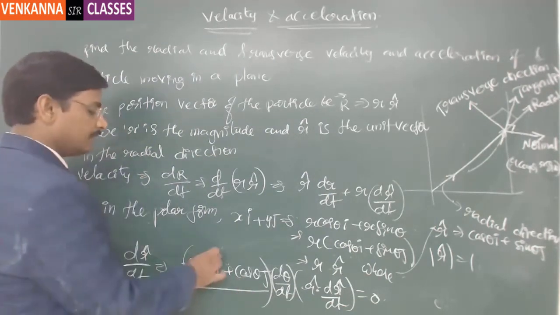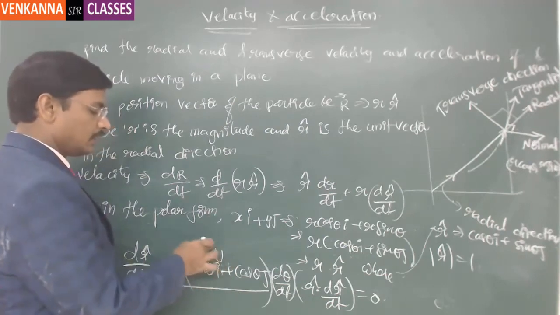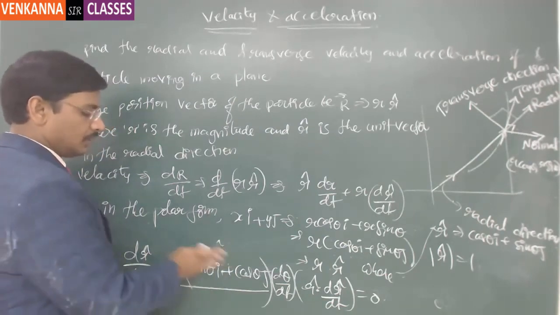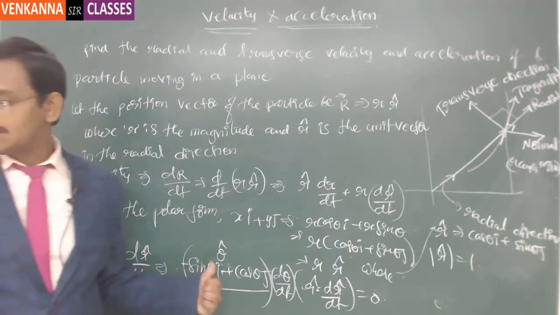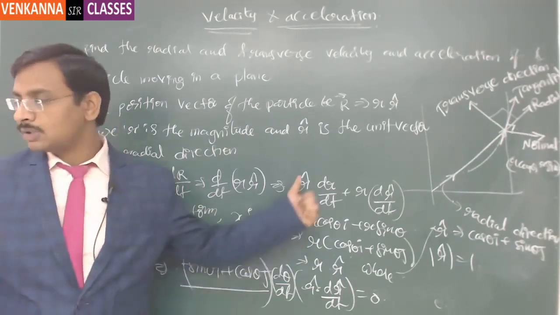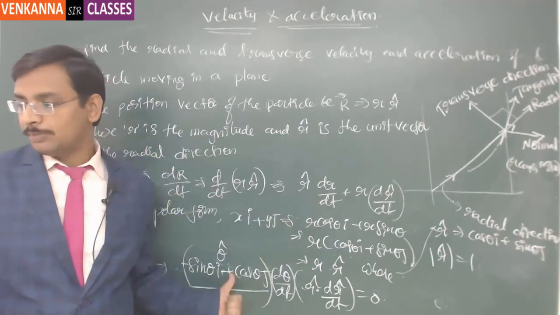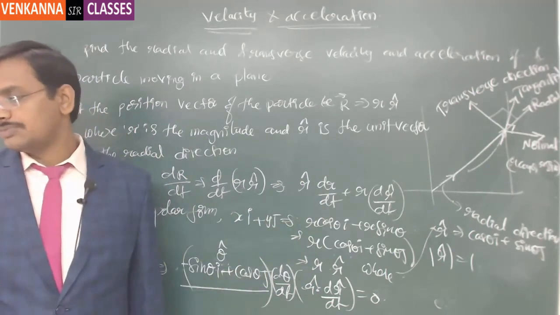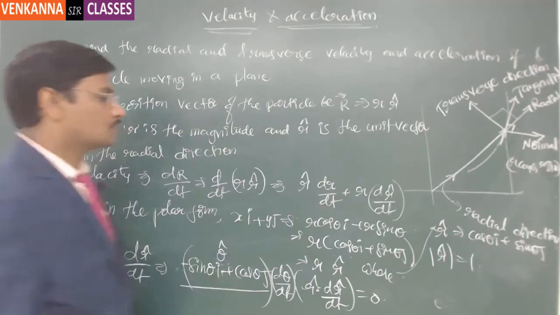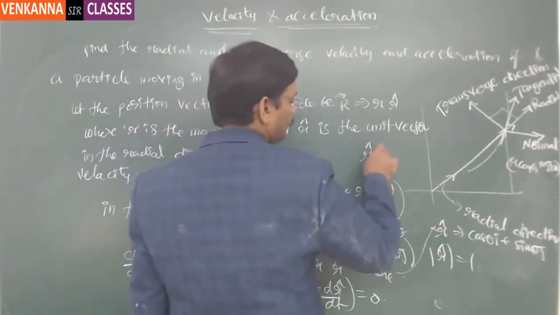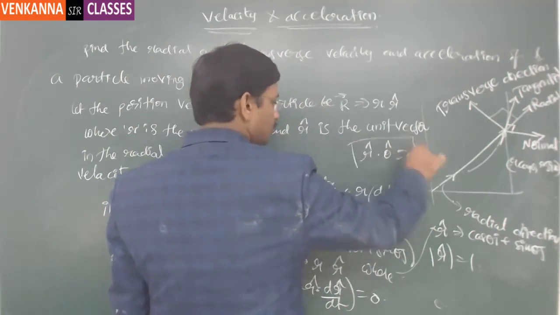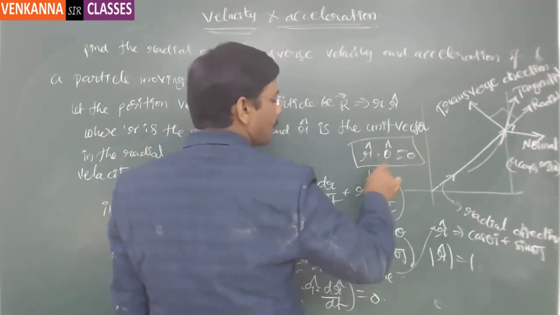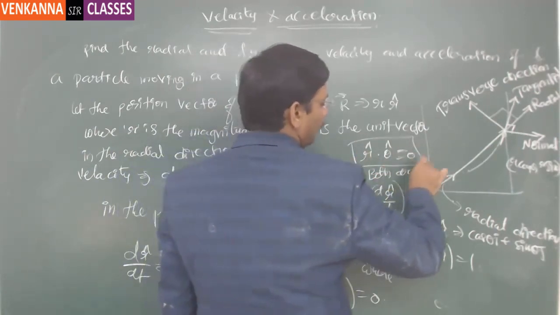So if I call this the u cap, or to be specific, theta cap, then this theta cap is perpendicular to r cap. That's what is going to be proved. Correct or not? So r cap dot theta cap is coming out to be 0. Hence these two are perpendicular. Both are perpendicular.